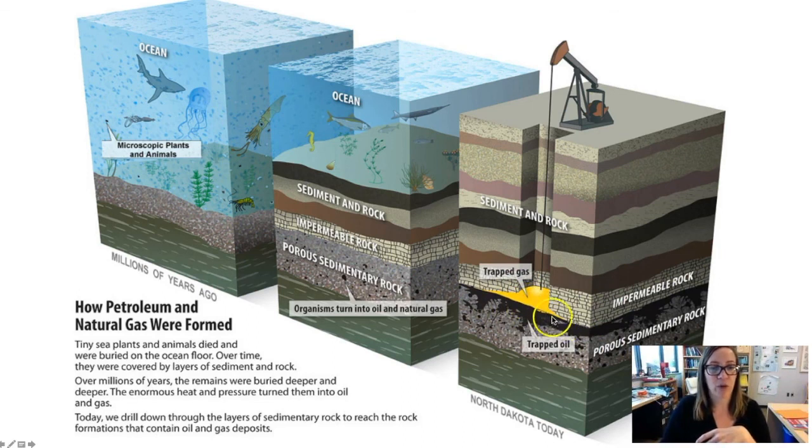So you have trapped oil at the very top of this porous rock. If you have an impermeable rock capping that porous rock, then that's exactly where the oil will stop. And then you'll have gas on top of that. And then we mine in these wells down to these deposits and just suck them right up.